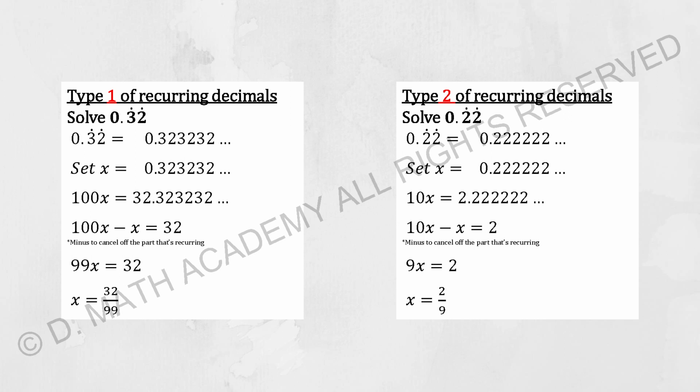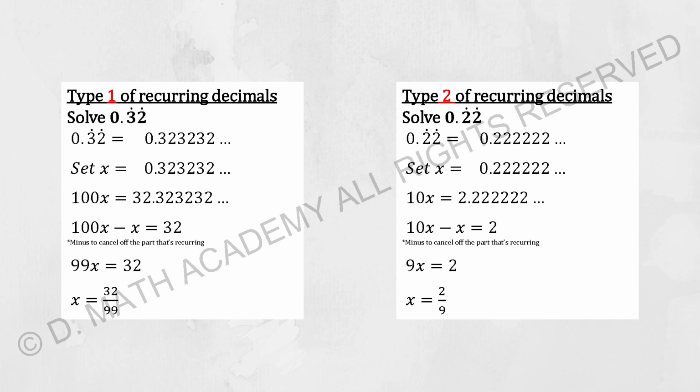So let's say we set x equals 0.32 repeating, and 100x will actually be 32.323232. So in order for you to get rid of the recurring decimals and make the answer a fraction, you are actually required to cancel off whatever is repeating. So that's why there's an x and a 100x there.